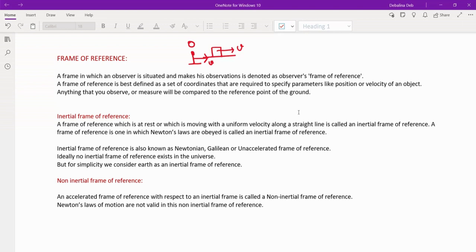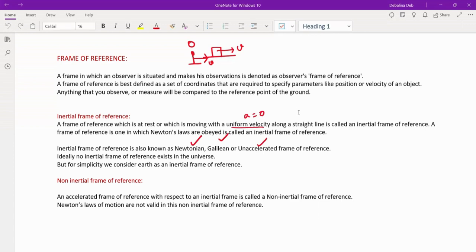इनर्शियल फ्रेम ऑफ रेफरेंस में न्यूटन्स लॉज ओबे होते हैं. इनर्शियल फ्रेम ऑफ रेफरेंस को यूजुअली न्यूटनियन, गैलीलियन एंड अनएक्सेलरेटेड फ्रेम ऑफ रेफरेंस भी कहा जाता है, क्योंकि इसमें एक्सेलरेशन का वैल्यू 0 है. As we have told you that the observer is either at rest or moving with uniform velocity, that means acceleration is 0. That's why it is termed as unaccelerated frame of reference.